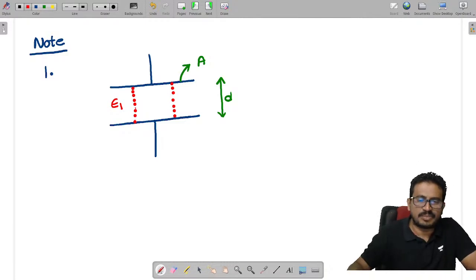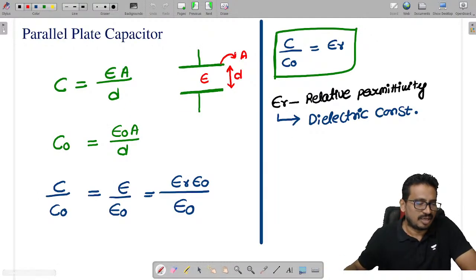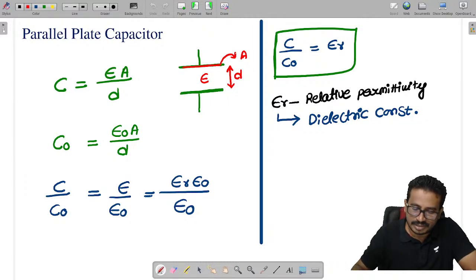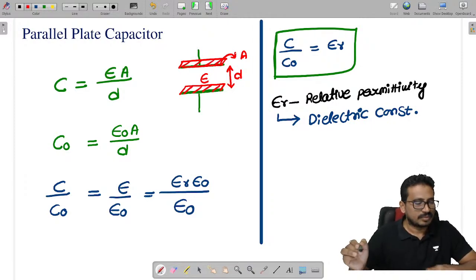Area to be considered. How many areas आपको दिख रहा है? How many areas you are seeing? You tell me. This is the plate, and this area is A. Now here this above part of area, below part of area, both are same. Remember.